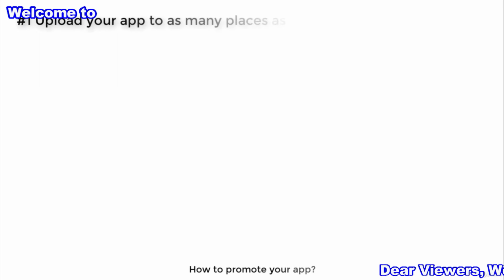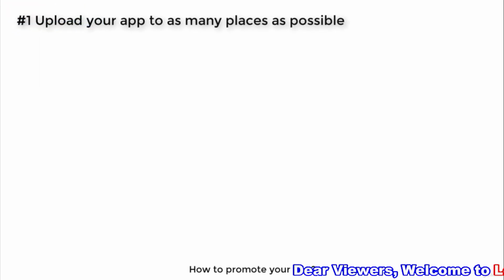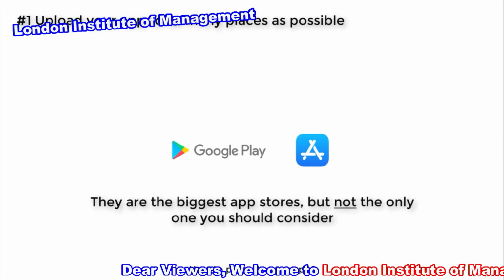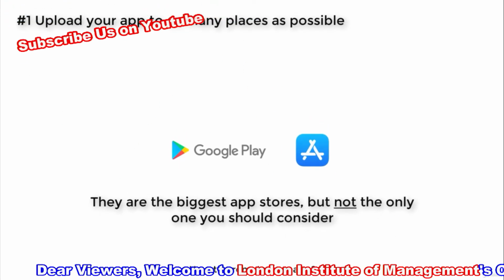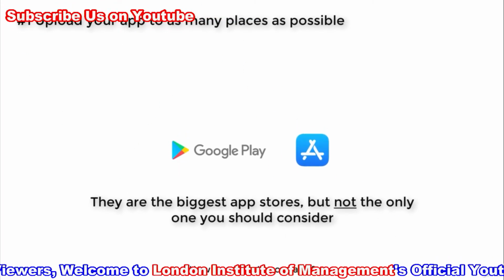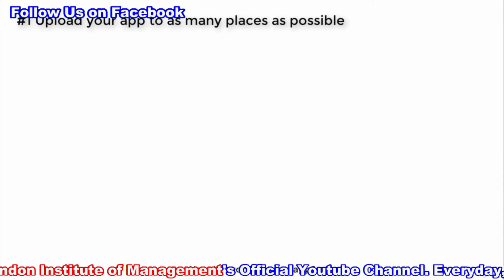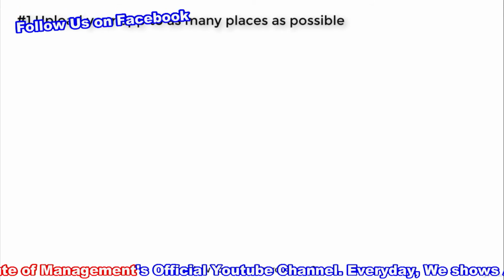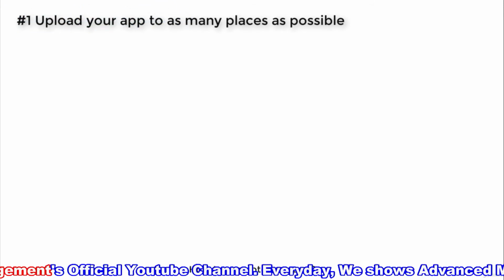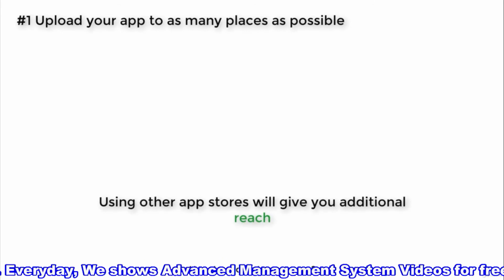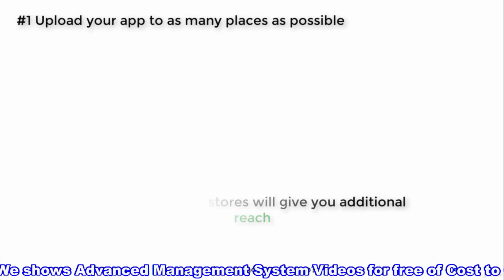Number 1. Upload your app to as many places as possible. Google Play and Apple App Store are the biggest app stores, but not the only app stores worth your attention. You have Amazon App Store, Getjar App Store, Opera App Store, and more. You even have tools like Codengo that allows you to upload your app in one place and publish it to more than 30 different app stores. And all of that gives you additional reach that you wouldn't have sticking to Google and Apple only.